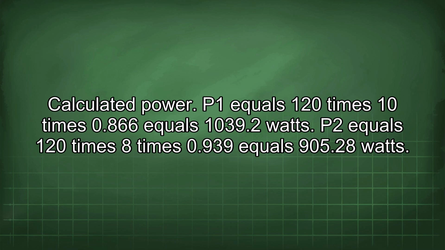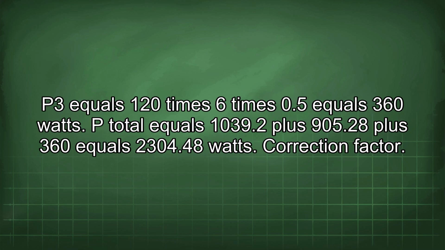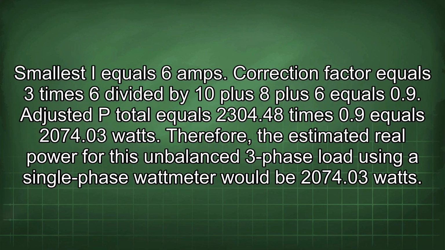Calculated power. P1 equals 120 times 10 times 0.866 equals 1039.2 watts. P2 equals 120 times 8 times 0.939 equals 905.28 watts. P3 equals 120 times 6 times 0.5 equals 360 watts. P total equals 1039.2 plus 905.28 plus 360 equals 2304.48 watts.